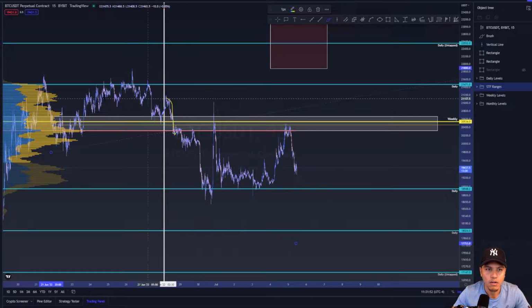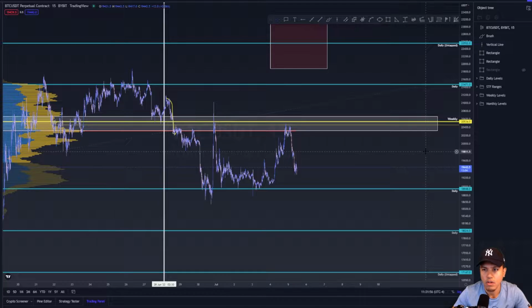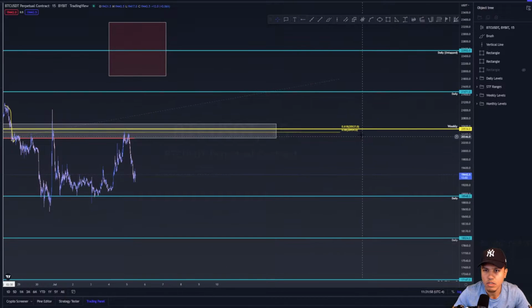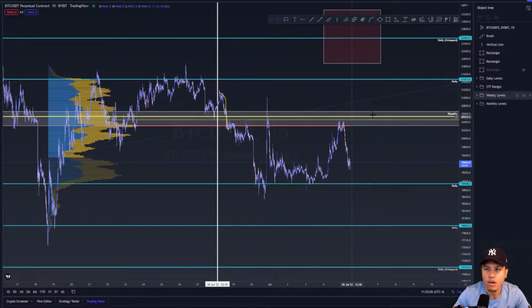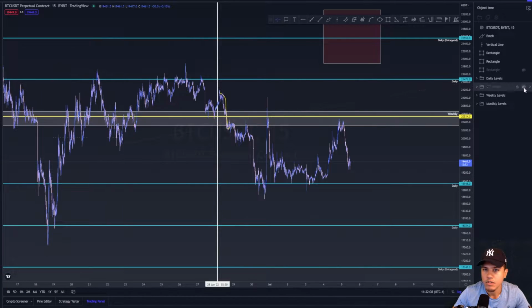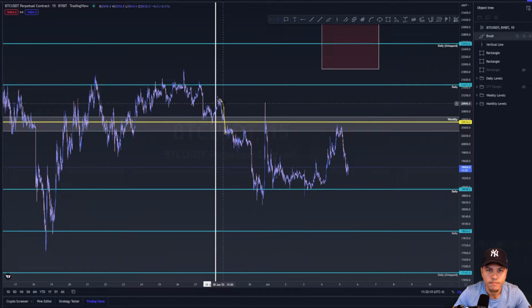So we had our point of control, we had a Fibonacci level, which we can see here, the 0.618 and 0.66 level, which is typically called the golden pocket. And we had our weekly level. So we had a lot of confluence in this area. Let me just turn that off to make it a little cleaner.